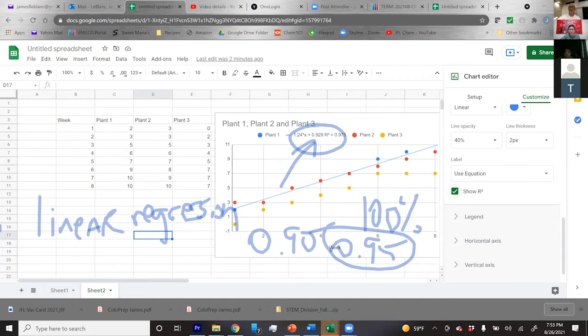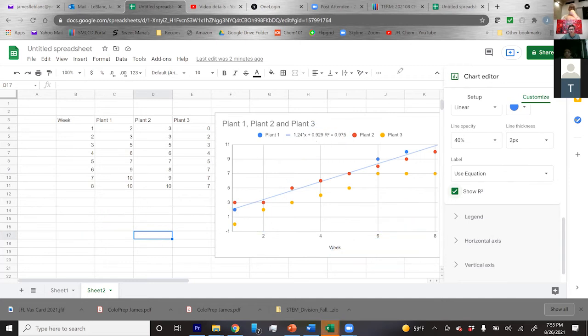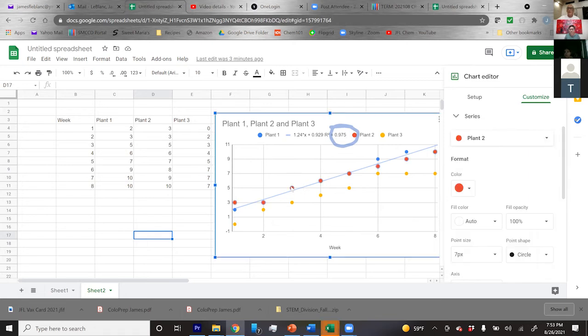And you can see that the R squared for this particular line is 0.98. That's excellent. So that is an excellent R squared. So that equation represents that data very, very well. So next, that was plant number 1. So now we want to do plant number 2 as well. So we find plant number 2 data and we click on that.